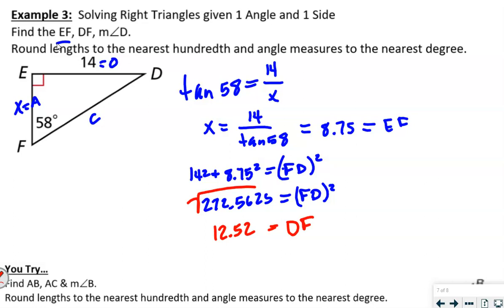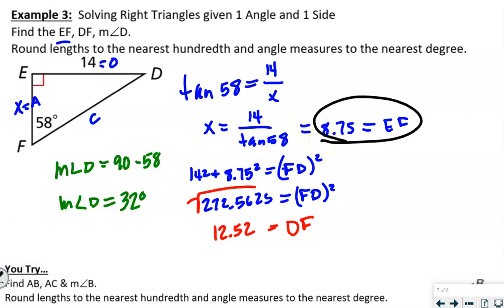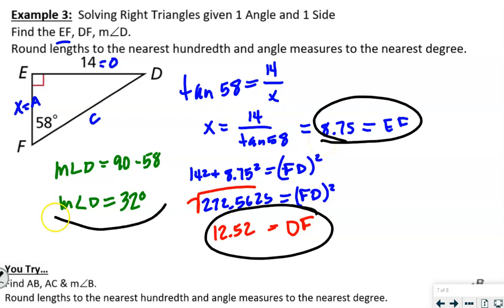Now we need to find our third angle. Now, obviously, the third angle this time is a little bit easier because we have two angles, right? So to find the measure of angle D, we're just going to take 90 minus the 58. And that means the measure of angle D is going to be equal to 32 degrees. So we've solved for everything they asked us for, right? So there's our EF, there's our DF, and there's our measure of angle D.